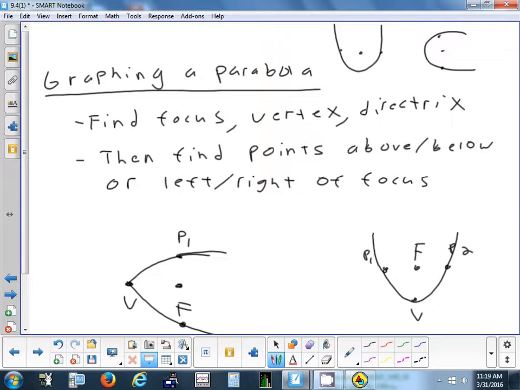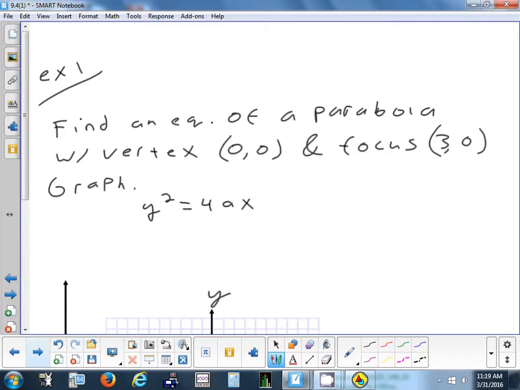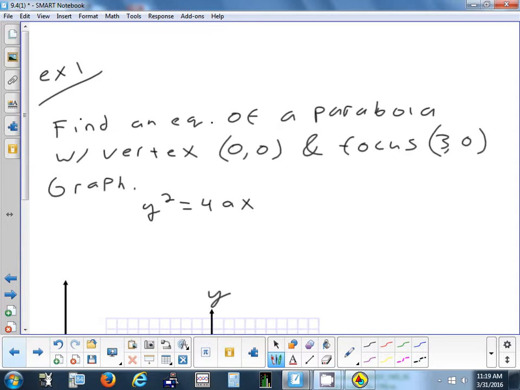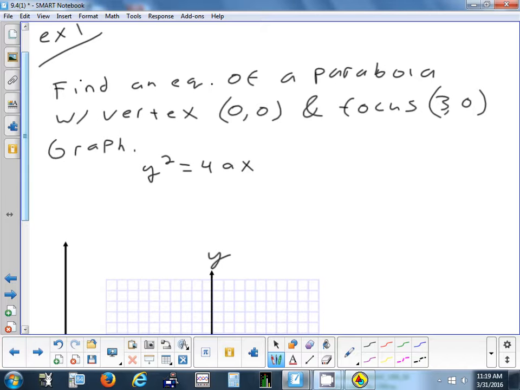All right, so we'll try a few where we graph them, and then we'll try some where I just give you an equation and say discuss it. I'm going to say tell me everything you know about that parabola just by looking at the equation. But we'll try that one in a second. Okay, let's try to graph this one.